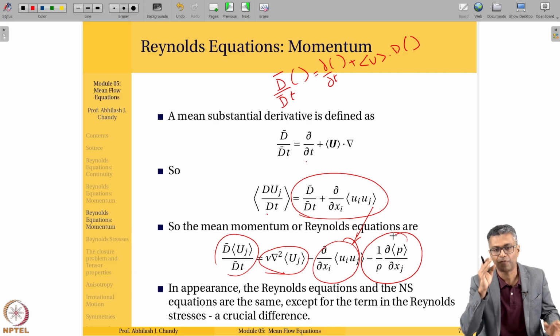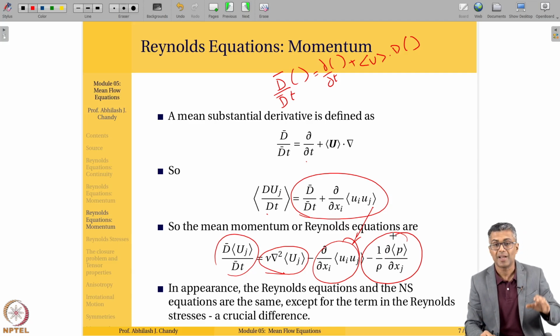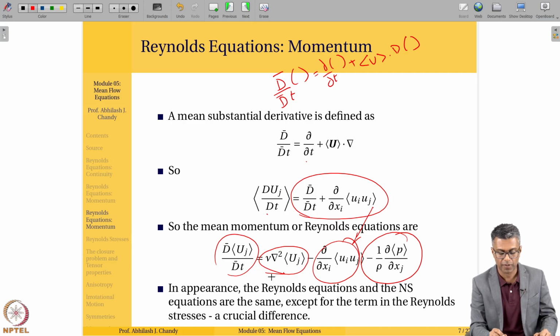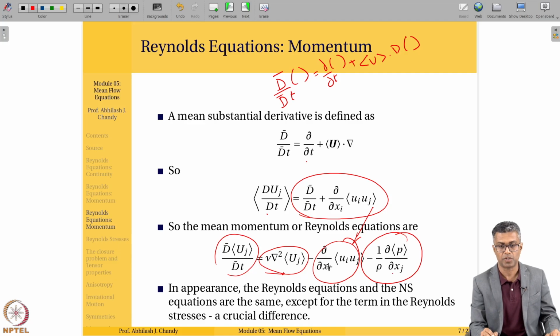So what we have tried to do by doing all this math is to express the Reynolds equations of momentum in a similar way as the original momentum equation. So you have a substantial derivative on the left, except this is a mean substantial derivative, so there's more to it. The mean substantial derivative is equal to the viscous term plus the pressure gradient term. All that is very similar to the original momentum equation. And then you have a Reynolds stresses term.